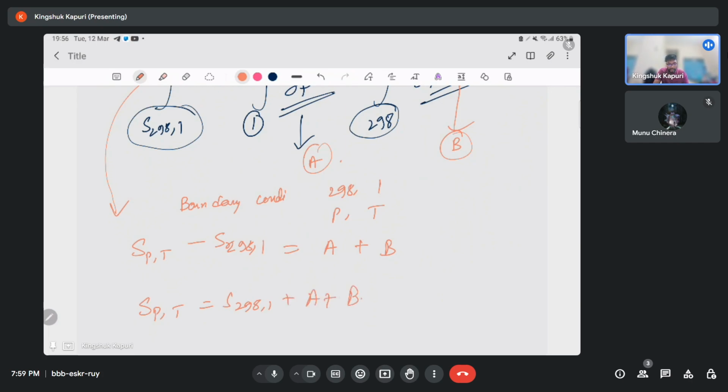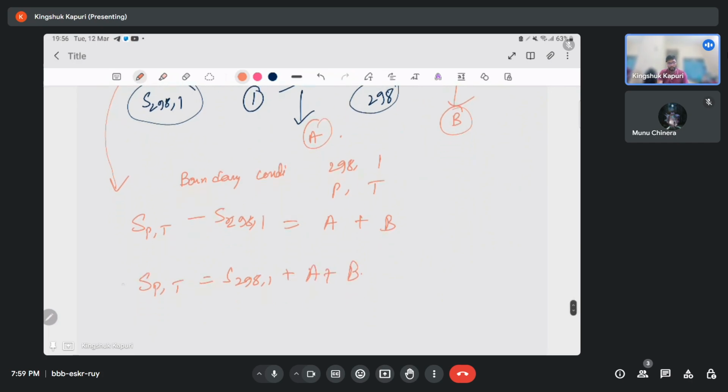We will decipher the A and B terms. So from this equation, I have just simplified it in general terms. From this equation, we can say that if I know the entropy at any reference temperature and pressure, then we can calculate the particular value of it, right?